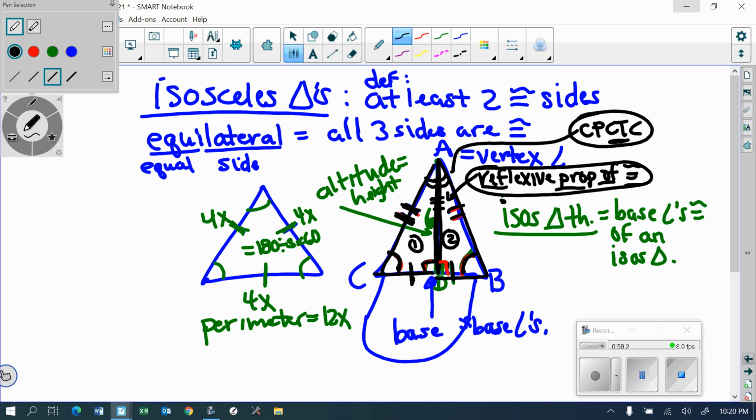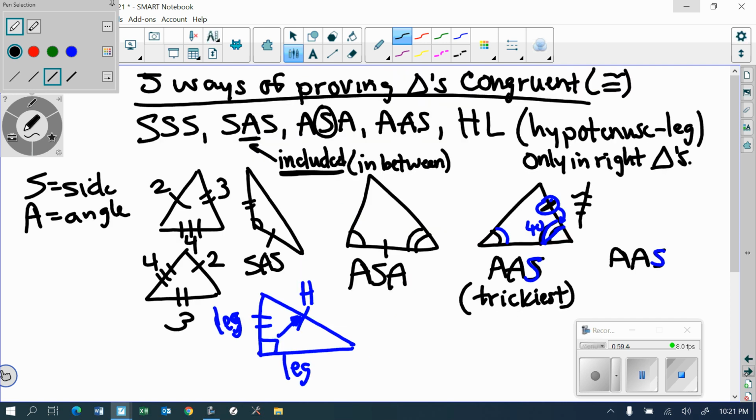CPCTC is only used after proving triangles congruent. That's to be the last step. I have to go through my steps first. Prove the triangles are congruent by one of those 5 ways that we just did. One of these ways of proving the triangles congruent would be the step before using CPCTC.